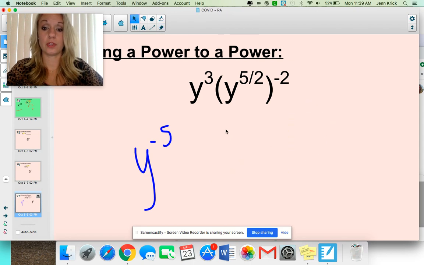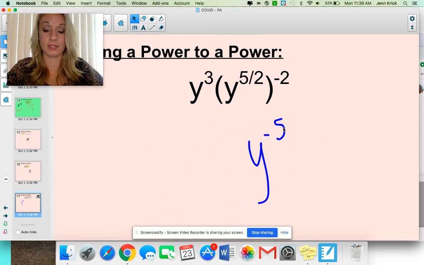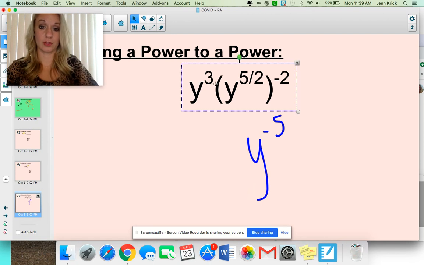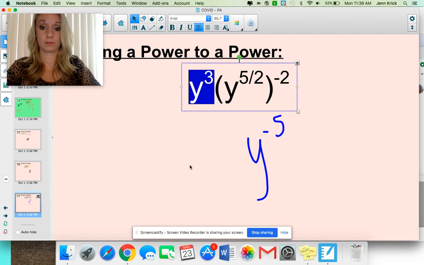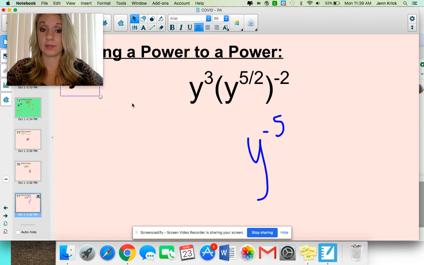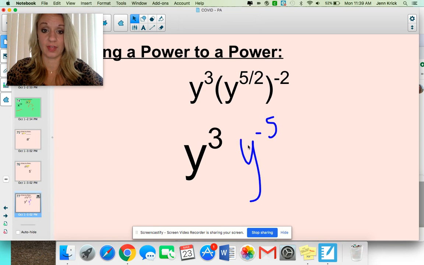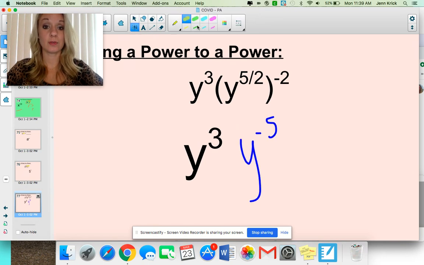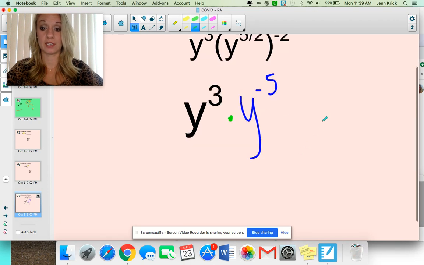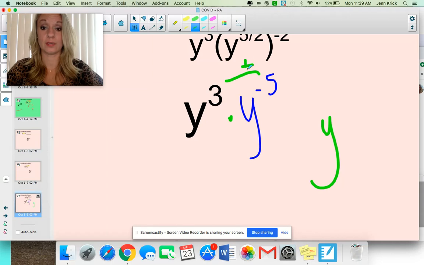Okay, so the only other part of the expression that we now need to take care of is this y to the 3rd down here. And so here's what it looks like within our expression. We now have y to the 3rd times y to the negative 5th. Again, you guys, this is just going back to the property that we looked at first. You've got 2 bases, 2 exponents, keep your base of y, and let's add these together. What is 3 plus negative 5? And hopefully you're telling me negative 2.